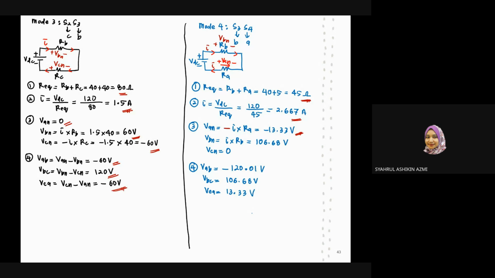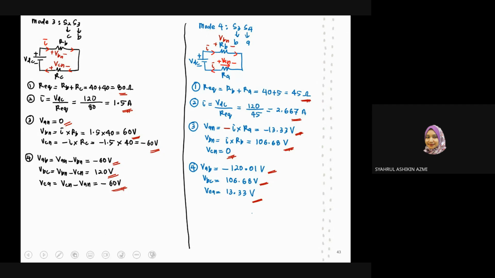Okay. VBN, you will get 106.68 volt, and VCN is 0. There is no switch turned on in mode number 4 for phase C. VAB is VAN minus VBN. You will get negative 120.01 volt. VBC is 106.68 volt, and VCA is 13.33 volt. So again, make sure you do each of these steps here to get more confident in answering this three-phase inverter question.